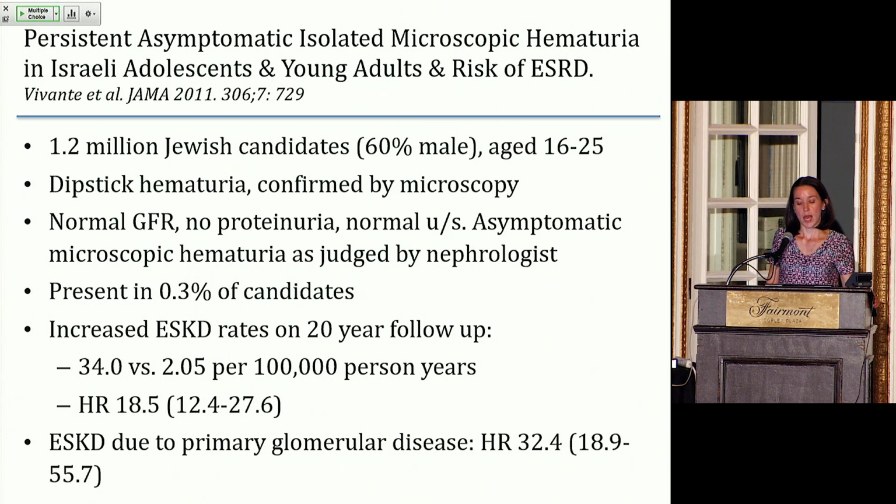microscopic hematuria. And at 20-year follow-up, and remember that these are age 16 to 25, they had a very large increase in their risk of end-stage kidney disease. So 34 versus 2 per 100,000 patient years with a hazard ratio of 18. So this is quite striking. And this was mainly due to glomerular disease. So hazard of 32 for end-stage kidney disease from glomerular disease in these 16 to 25-year-olds with nothing except isolated hematuria. So I think this does, again, emphasize that it is worth keeping an eye on these patients because some of them will not necessarily do as well as we would like.